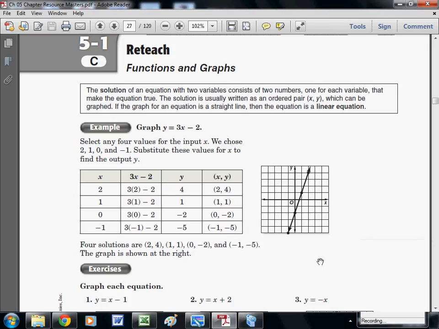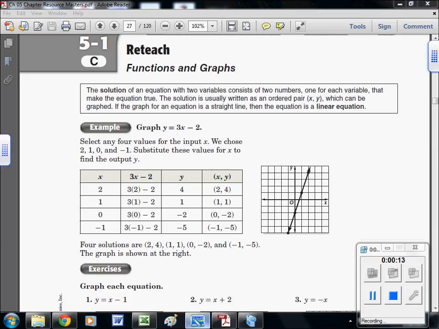Hey there guys, we're going to talk about functions and graphs. In our last video we talked about just equations and functions. The great news is that when we start talking about functions and graphs, we're going to be doing the exact same stuff. We're now just going to take it one step further.